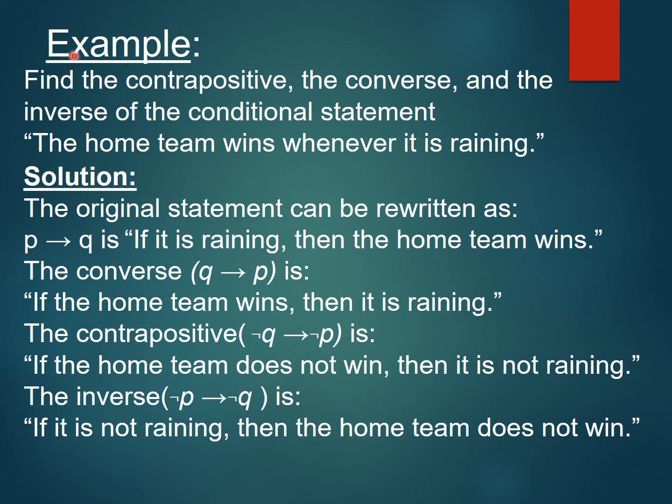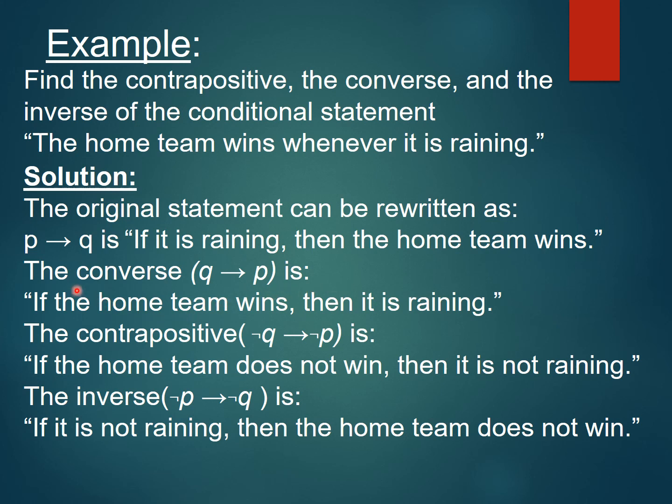Now consider another example. Find the contrapositive, the converse, and the inverse of the conditional statement: the home team wins whenever it is raining. Now come to its solution. Because Q whenever P is one of the ways to express the conditional statement P implies Q, it can also be written as: if it is raining, then the home team wins.